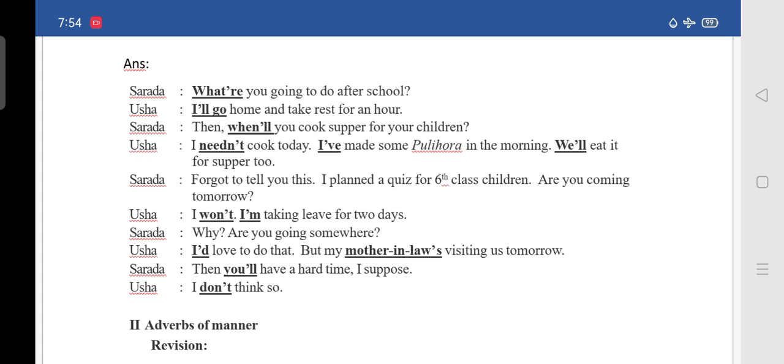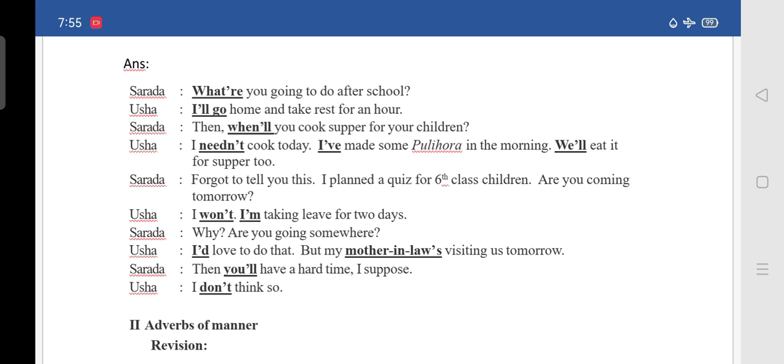In place of "I am taking," we are writing "I'm taking leave for 2 days." Why, are you going somewhere? Then "I would love to do so." In place of "I would," we are writing "I'd love to do that." But my mother-in-law is visiting. In place of "is visiting," we are writing "mother-in-law's visiting us tomorrow." In place of "is," we are writing only "'s."